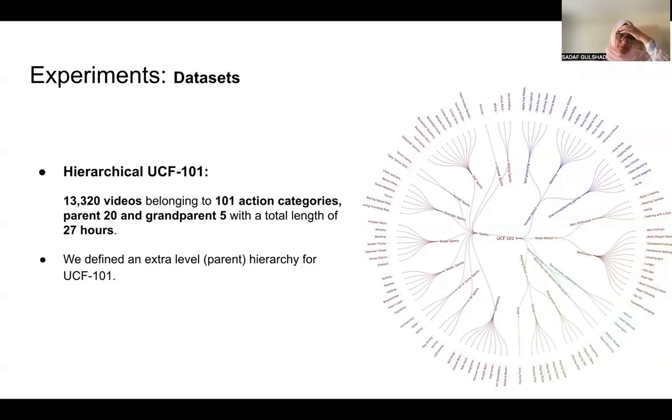Now experiments. We conducted our experiments on UCF 101, which consists of around 13,000 videos belonging to 101 action categories. The dataset also comes with 5 grandparent categories, major categories like playing music or human object interaction. But we define 20 parent categories here, for example, target sports, water sports, ice or snow sports. These are defined by grouping the action classes.